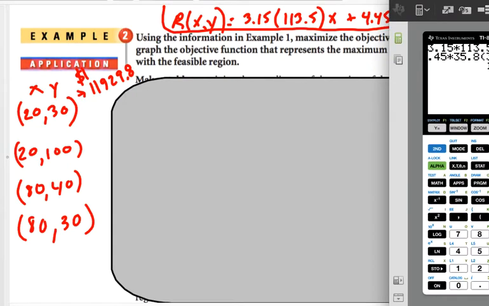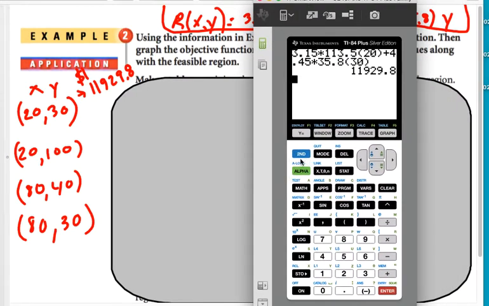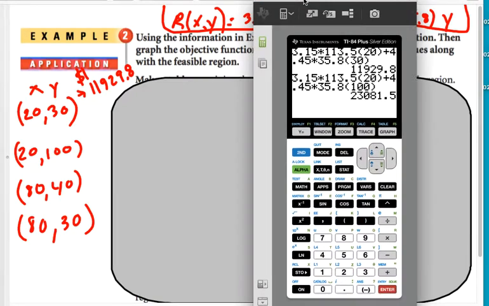Okay, if I want to do the next one, I don't know if you know this trick, but if you don't, hopefully you will after this. I'm going to hit second enter. I'm not going to retype that entire mess, and I notice I want to keep the x as 20, but I want to change the y to 100. So where there's a 30, I'm going to do 1, 0, 0 and close the parentheses, and I hit enter. So now I get this 23,000.